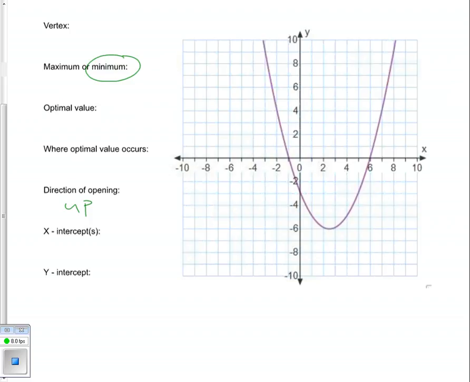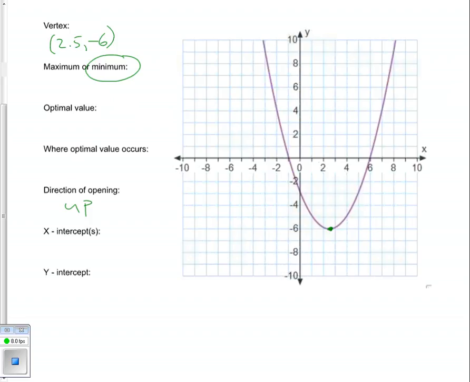Again, the vertex is where the parabola begins to change direction. The parabola begins to change direction somewhere around here, kind of in the middle of 2 and 3. So I'm going to say that the vertex here is approximately positive 2.5 and negative 6. The vertex is the position where the parabola actually changes direction, and in this case, it happens at approximately (2.5, -6).